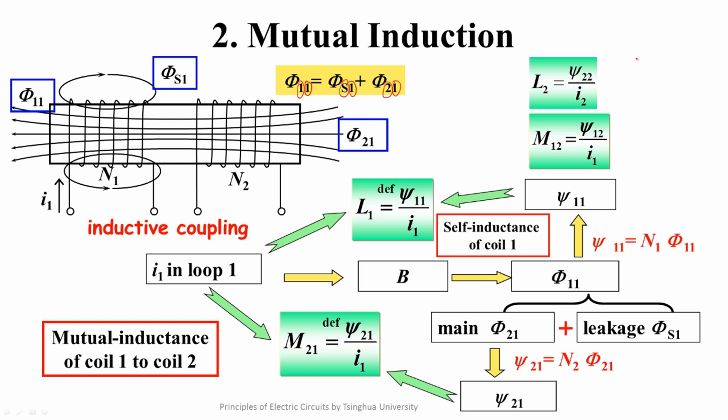Firstly, the unit is Henry for both self-inductance and mutual inductance. Secondly, self-inductance is proportional to the square of the number of turns, and mutual inductance is proportional to the product of the two numbers of turns. Thirdly, the mutual inductance between the two coils only depends on their geometric size, the number of turns, the relative positions, and the surrounding magnetic medium. And it has nothing to do with the current and voltage. Lastly, for linear inductance, we have M12 equals M21. So we sometimes don't write the subscript for the mutual inductance.